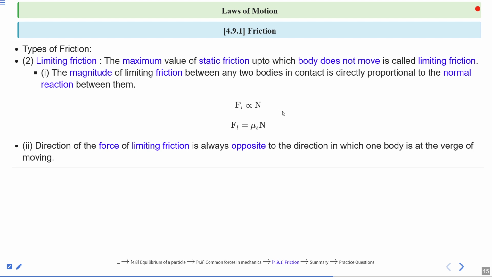Let's take an example to understand the limiting friction. Listen carefully. You try to push a box with increasing force. At 5 Newton, no motion, and static friction is 5 Newton. At 10 Newton, no motion, because static friction is also 10 Newton in the second case. At 15 Newton, it just starts to move, because here the static friction is less than the applied force.